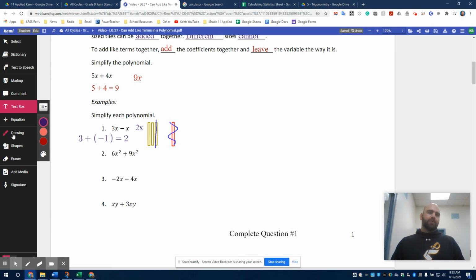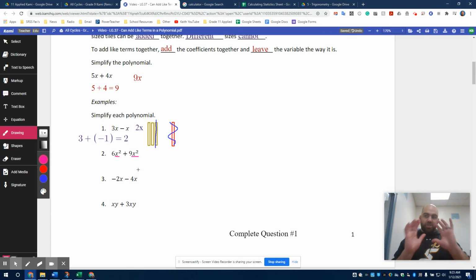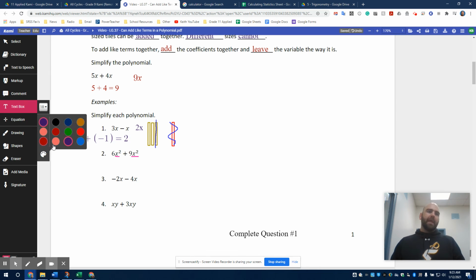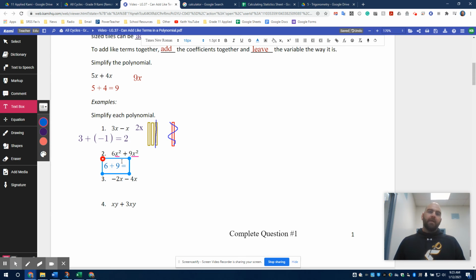Okay, next one here. First things first, we want to take a look at, do we have the same variable combination? Both of those terms have an x squared. That's it, just x squared. Because of that, they are alike, which means we can add them together. So we can do 6 plus 9, and 6 of something plus 9 of something is going to give us 15 of that total thing. We can simplify these two and write it as 15x squared. So our two terms together give us 15 of that total, so it's 15x squared.